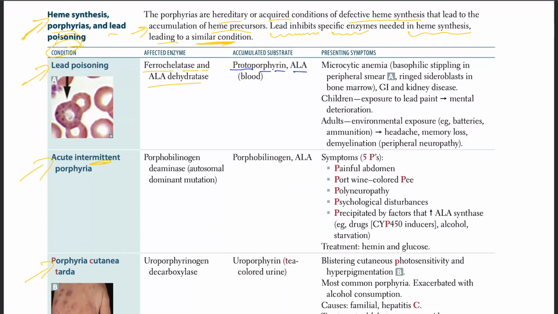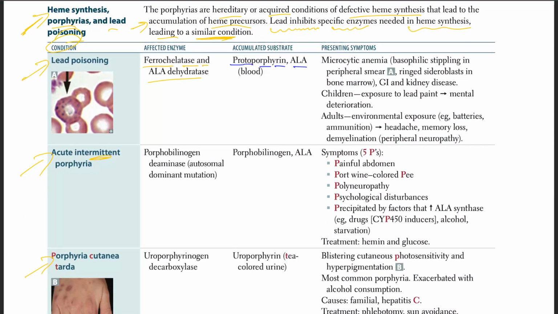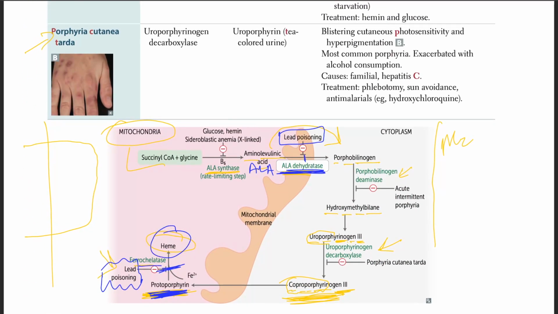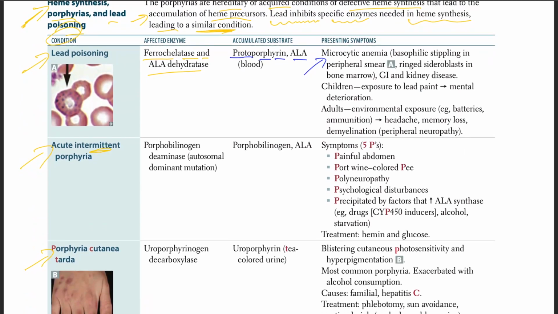So what are the presenting symptoms of this? You have microcytic anemia. When you can't make heme, the end product, you have microcytic anemia. Basophilic stippling in the peripheral smear. Look at picture A. Basophil means blue color, so blue stippling on the peripheral smear. You will also see ring sideroblasts in the bone marrow. GI and kidney diseases. In children, you have exposure to lead paint, which leads to mental deterioration.